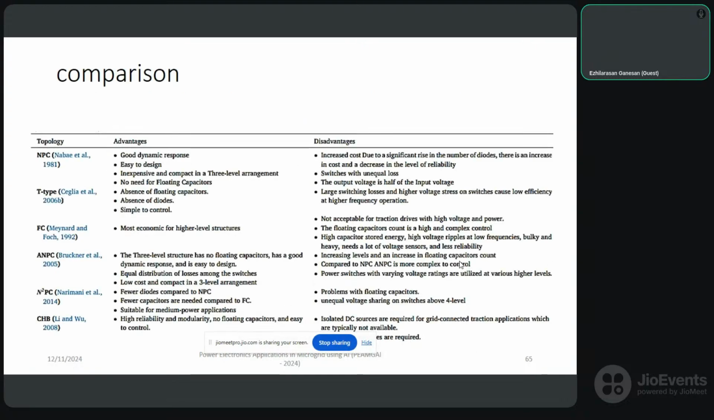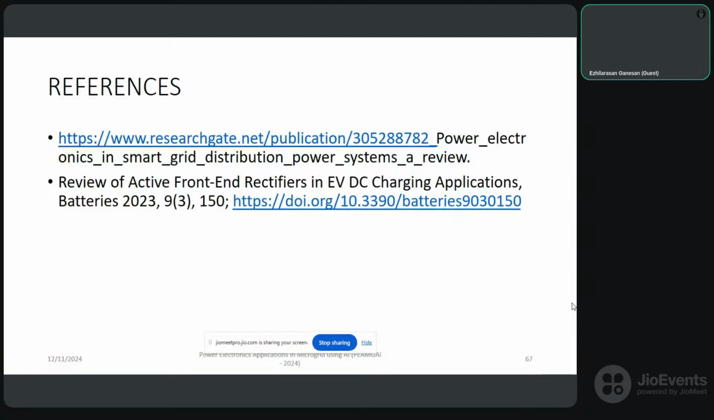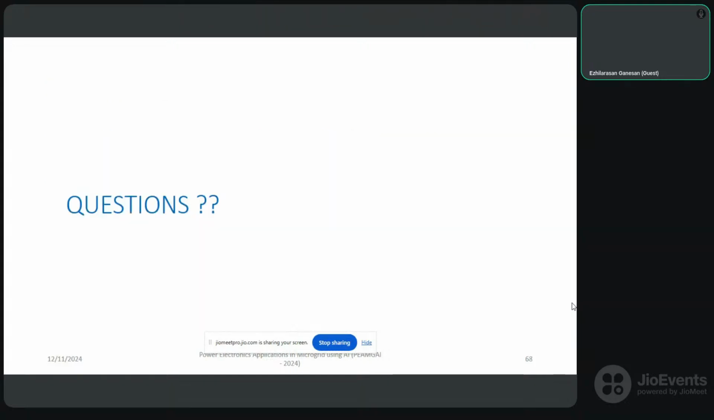This is a comparative statement between the various types of converters and topologies, with advantages and drawbacks. You can read from this comparison in the slide that I will give. Similarly, these are the merits and drawbacks of control techniques: scalar control, vector control, predictive control, and sensorless control. What are the advantages and drawbacks? These are the 2 references I have referred to, which are publications. We can go for questions because it is 7:30. We have to close this session to enable the next session to start.